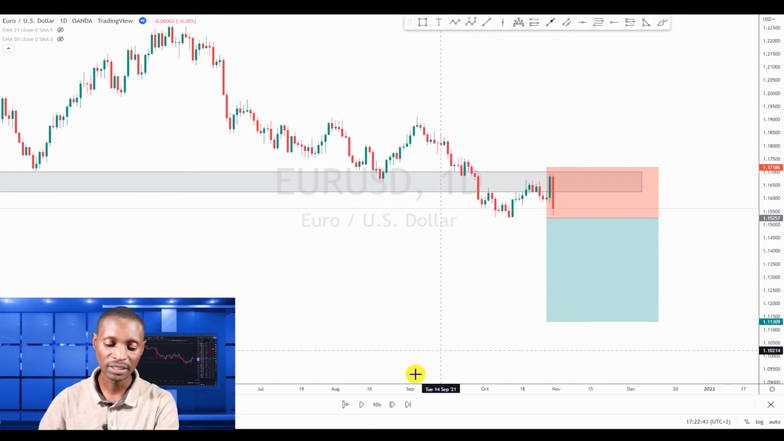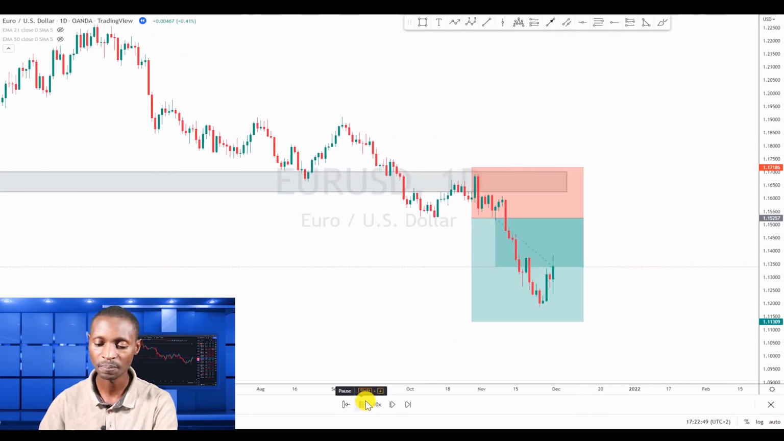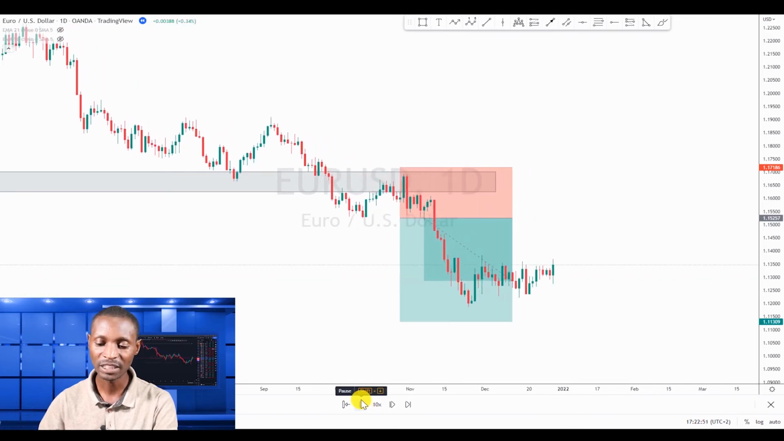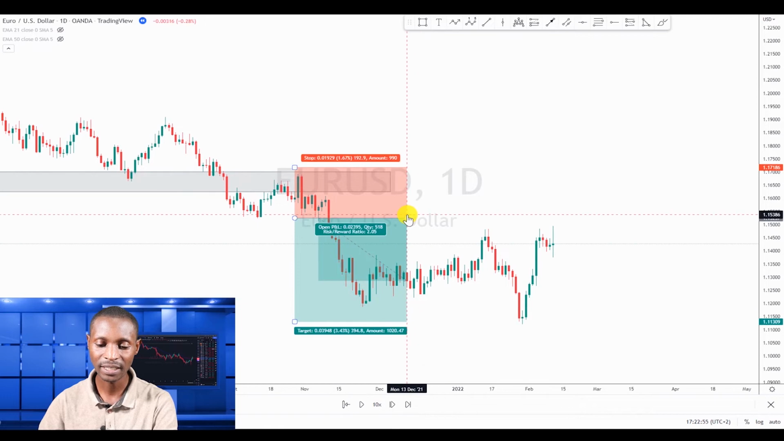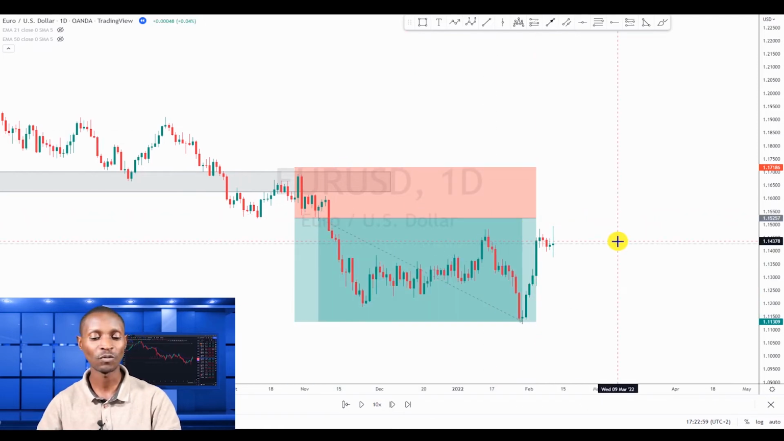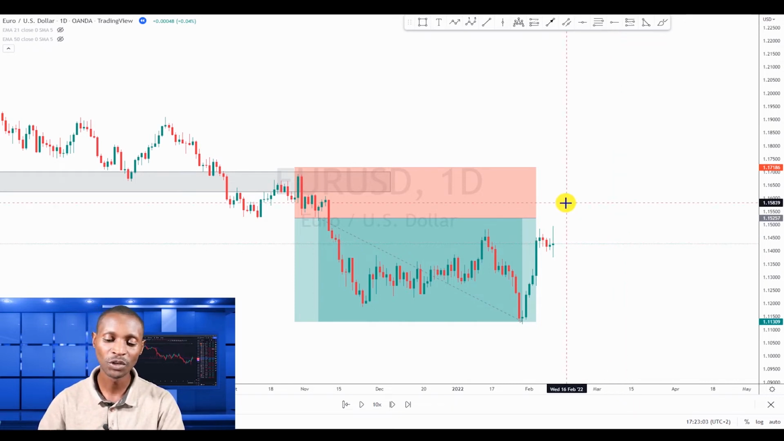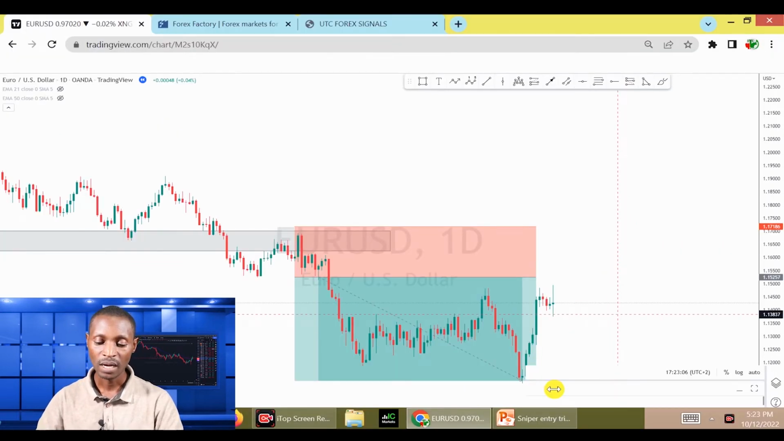So after you do this, all you have to do is wait and see what the market will do, and you see that the market has pushed lower and then consolidated a bit, but it ended up hitting our target. This is the second way, the professional way you can use the bearish and the bullish engulfing candlestick pattern to make money in the financial market.